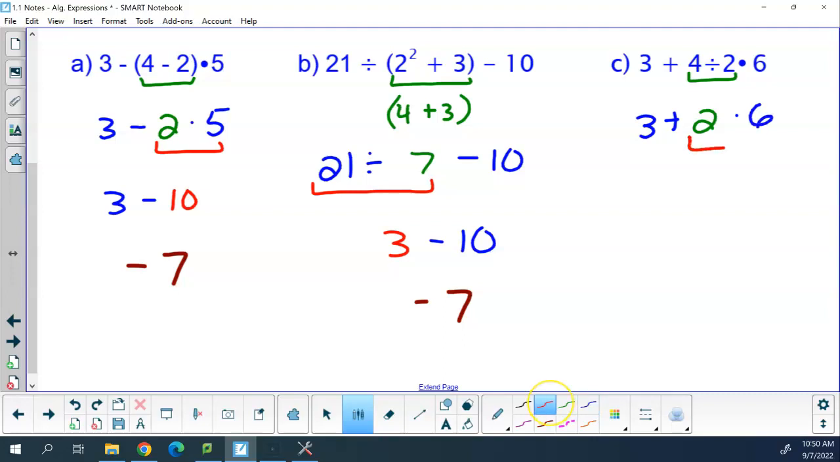Then this one comes next. 2 times 6 is 12. 3 plus 12 is 15. Okay? So if there is an M and a D in the same expression, or an A and an S, you go left to right. Yep. You work it left to right. Okay?